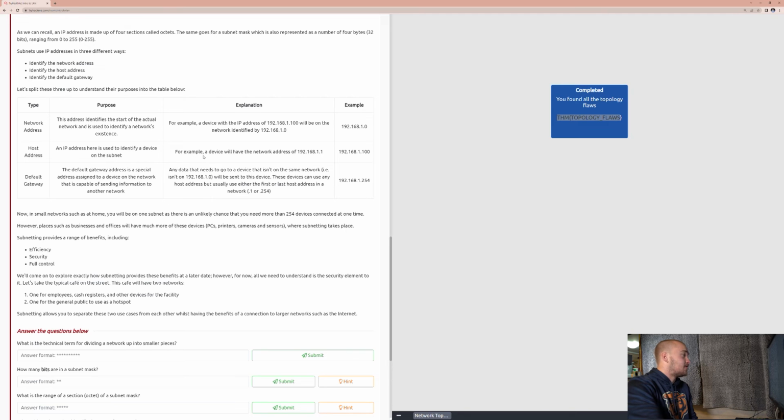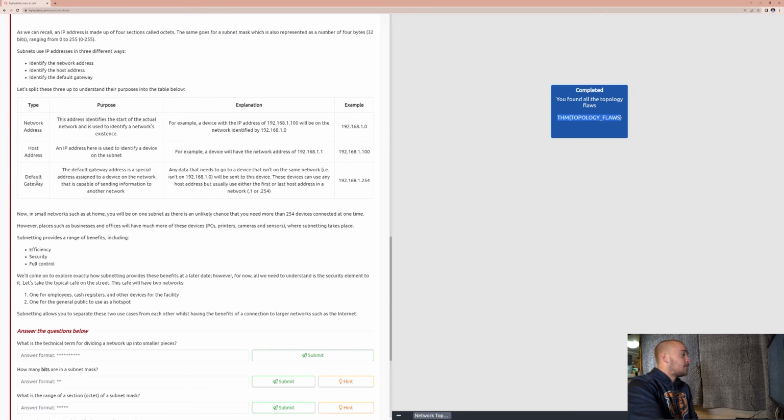So the host address, an IP address here, is used to identify the device that's on the subnetwork. So for example, a device will have the host address of 192.168.1.1. And an example of this would be 192.168.1.100, which is the device that we've referenced up here. So basically, this 0 is all of your host bits. So anything between 1 and 254 on this specific subnetwork could be a host.